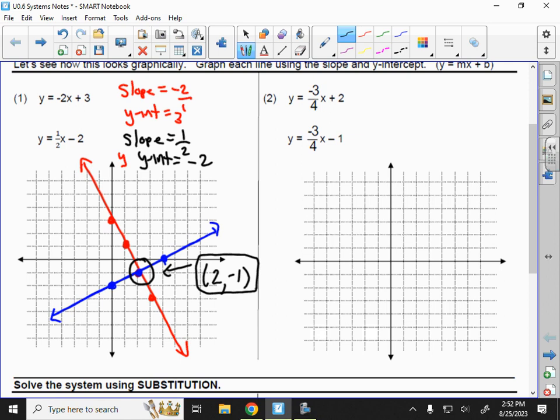All right, number 2. Again, we want to use the slope and the y-intercept. So here the slope is negative 3/4, has a y-intercept of positive 2. So we're going to graph the y-intercept first, so positive 2. Then we'll use the slope, rise over run, so we'll count down 3, 1, 2, 3, and then right 4, 1, 2, 3, 4. Again, we can go down 3, over 4. It's going to put us over here. And then we can connect them.